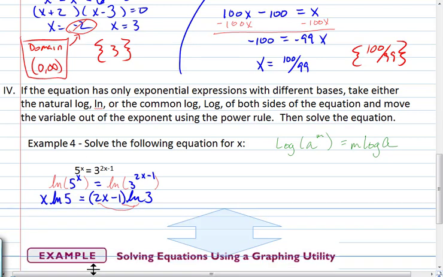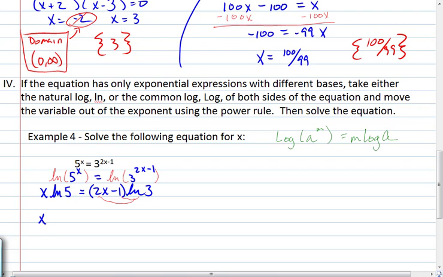So rewriting this problem now, we get x natural log 5 equals 2x natural log 3 minus the natural log of 3. This is just a plain old linear equation because we have one variable x raised to a power of 1. Would you agree with that statement? Sure. So if we have a plain old linear equation, what's the first thing we're going to do in order to solve it? Get the variables on one side, leave the numbers on the other.